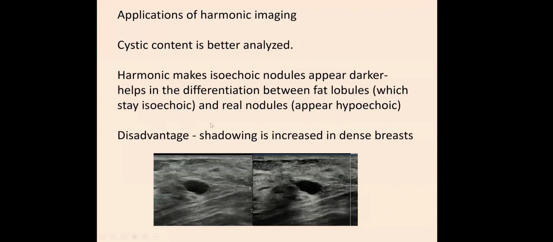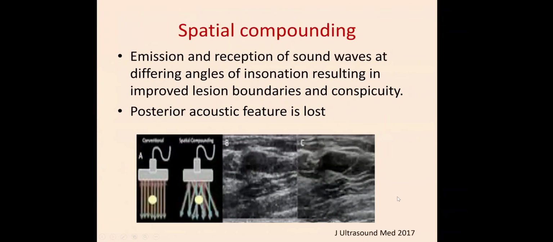But one of the disadvantages of using harmonic imaging is increased shadowing in dense breast. As you can see here, there was no shadowing over here, but here the shadowing has increased. So although it improves the spatial resolution, there is some increased posterior shadowing in case of dense breast. But since we are also using conventional techniques, we have to interpret finally by combining all the findings.